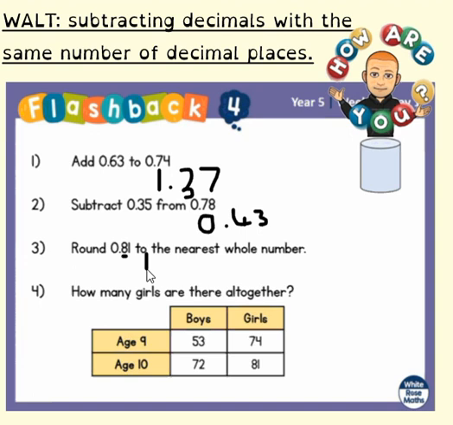Question 4, how many girls are there altogether? So I'm looking to add the two values in these boxes here together. If I did that, I would get the answer 155. The shape in the top right hand corner is a cylinder. Well done if you got lots of those correct.